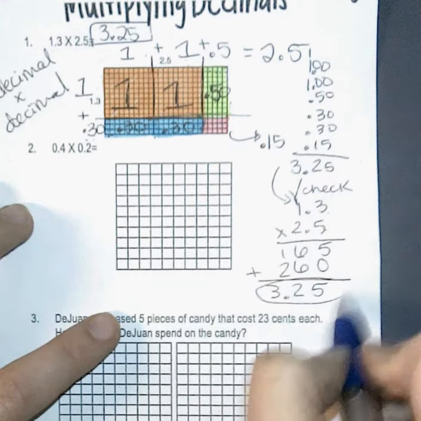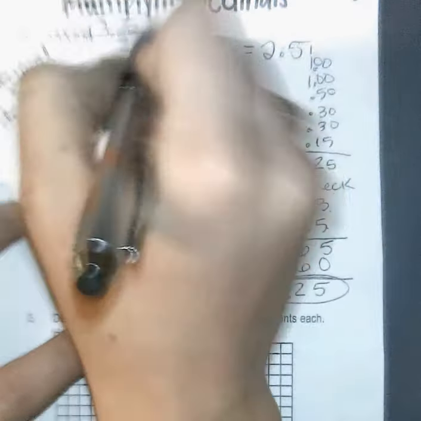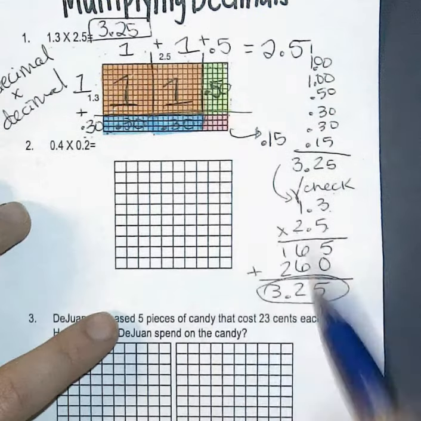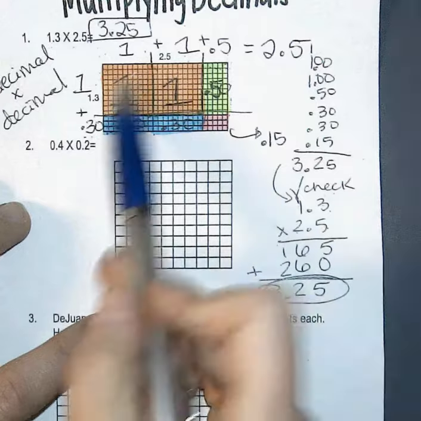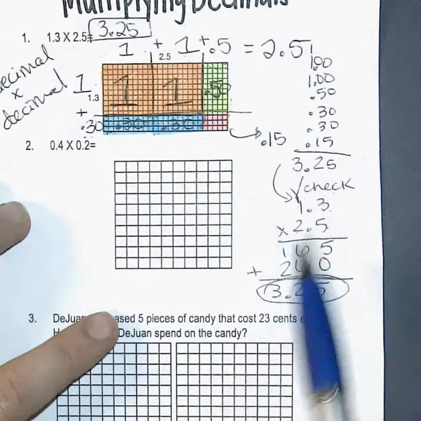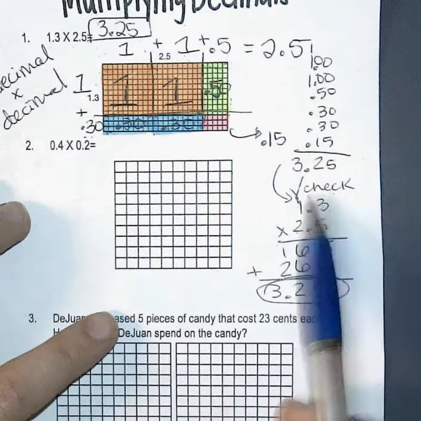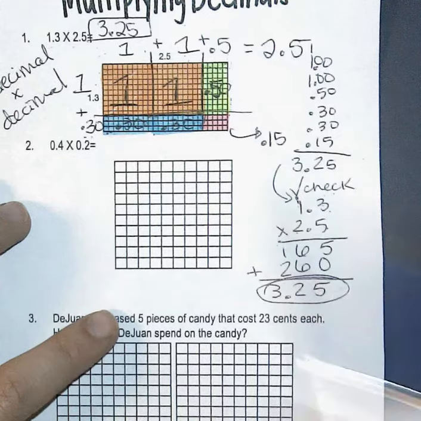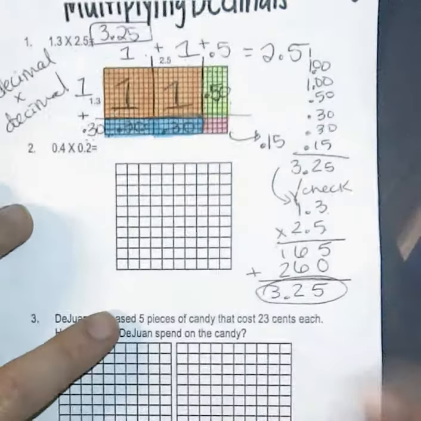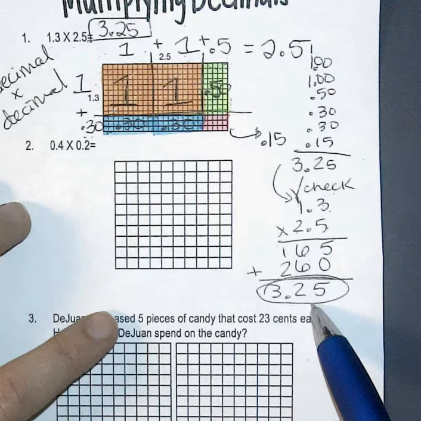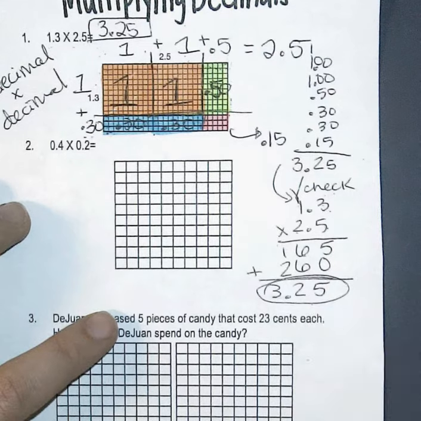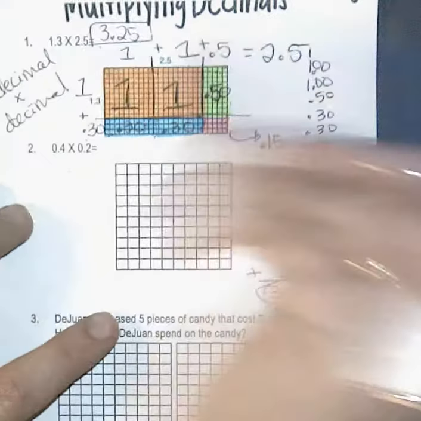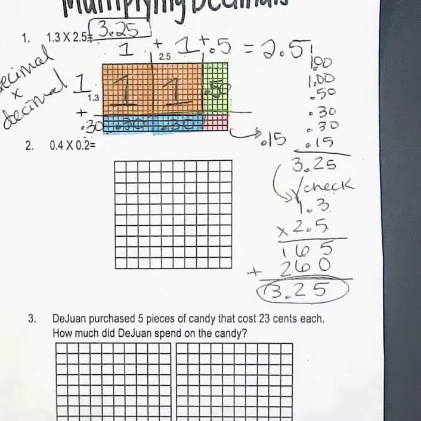So does this number here match the number we put here? Yes. So I did it both ways. I showed you how to use the model and get the answer by adding it up. And then I showed you how to check it, to make sure that if you were to just take these numbers and multiply them out, it would still give you that same amount. And it does. So that is true, and that's done. 3.25 should have been your answer for that one.